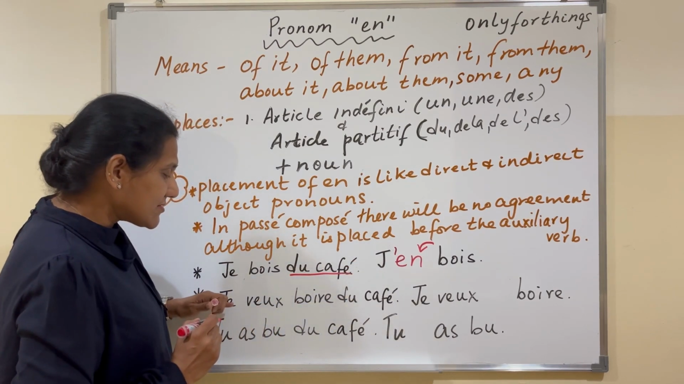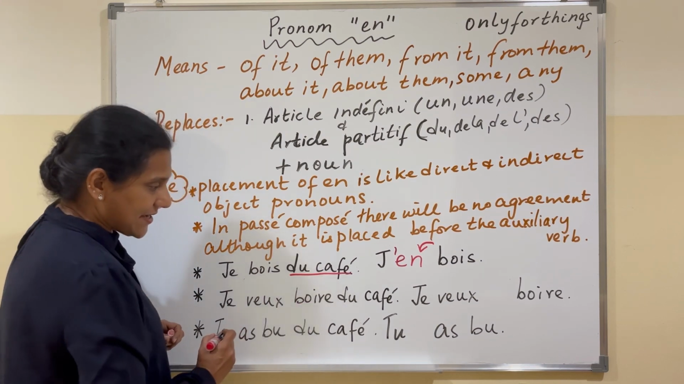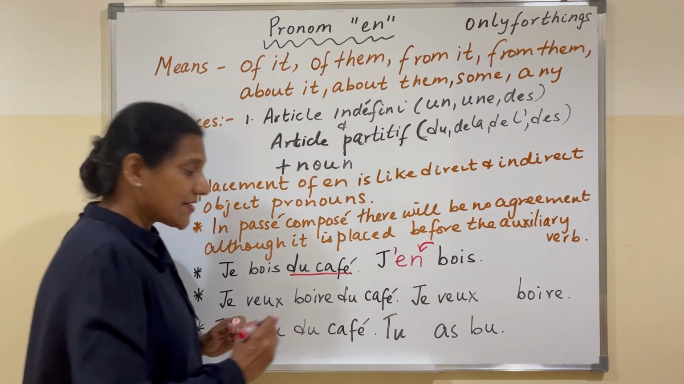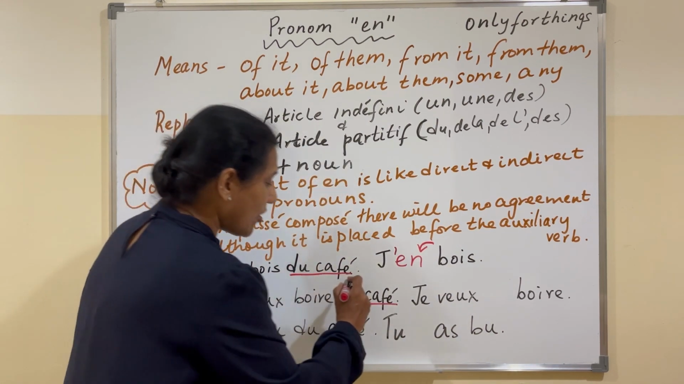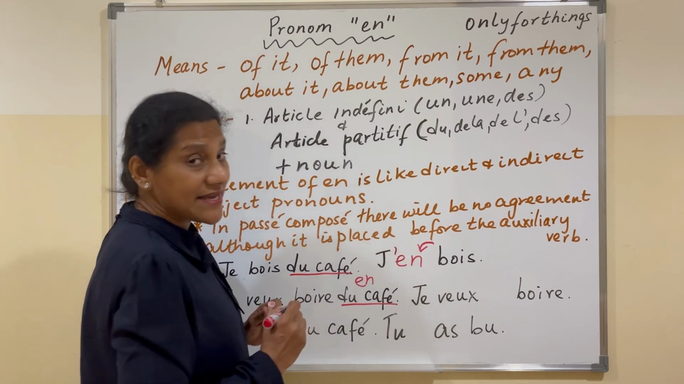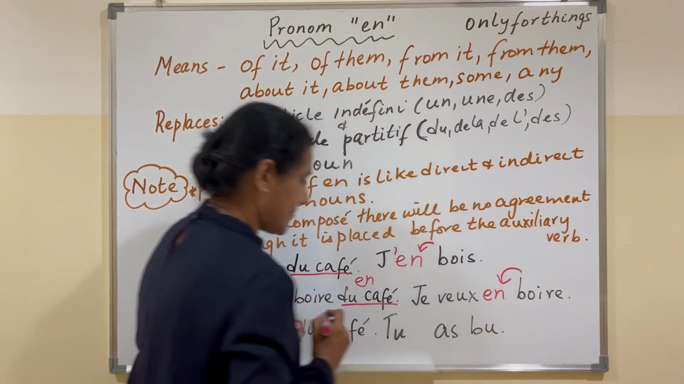Now let's look at an example with two verbs. Je veux boire du café. So here we know this is partitive article plus noun, which has to be replaced by en, and it has to be placed before the infinitive. So: je veux en boire.